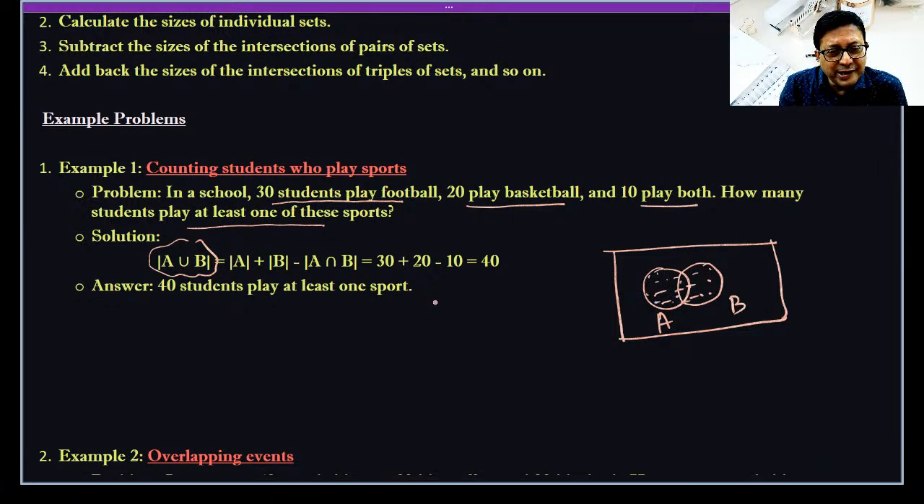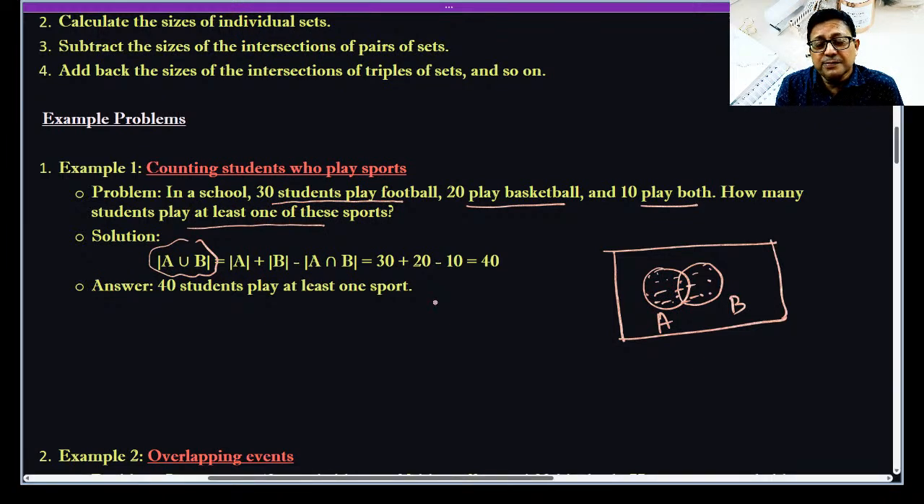So cardinal number of A, cardinal number of B, and this part is taken twice, that's why you subtract it once. A stands for football, B for basketball. So the number of elements in A will be there, the number of elements in B will be there, and from there the intersection part will be subtracted once. So 40 students play at least one sport.